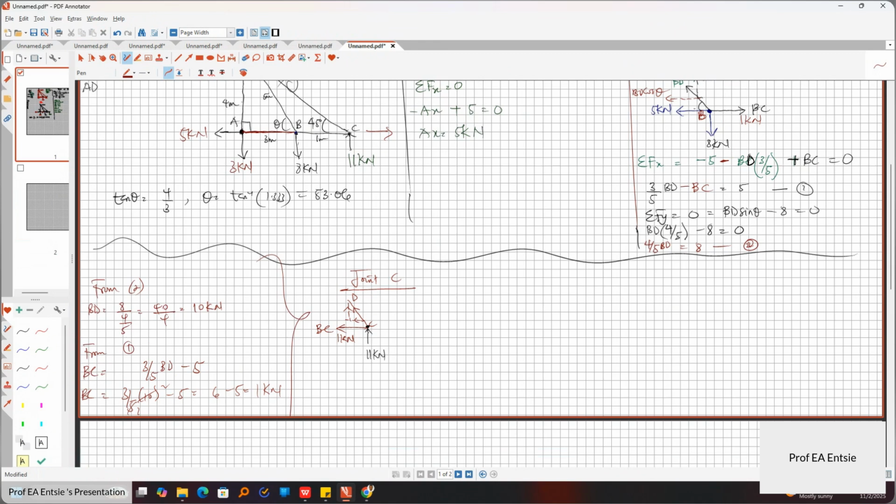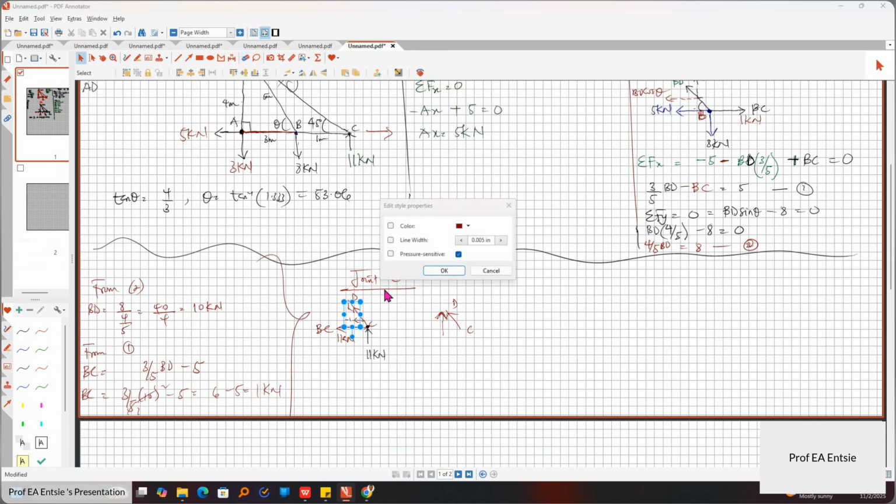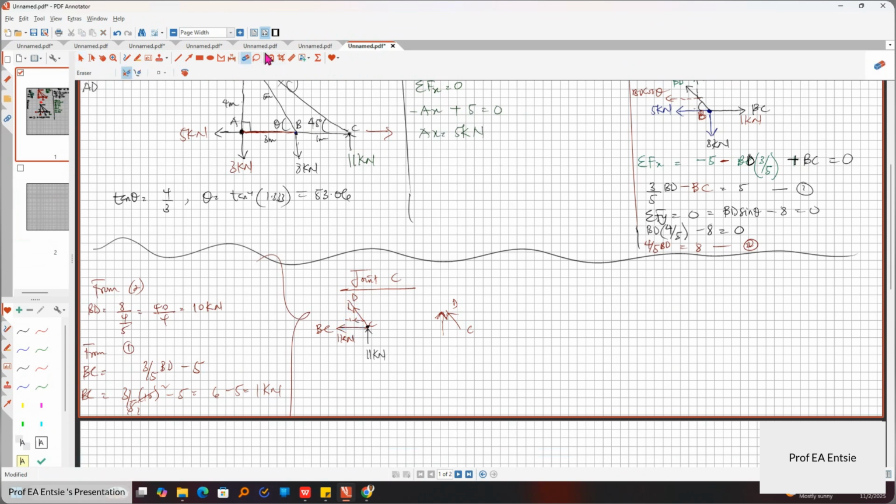And look, we already have 11 kilonewtons going up. So if we choose CD moving like this, it means the Y component of CD will move up, and our system will be moving up and to the left. We don't want that. So we will not choose the direction that I chose. Don't choose that.